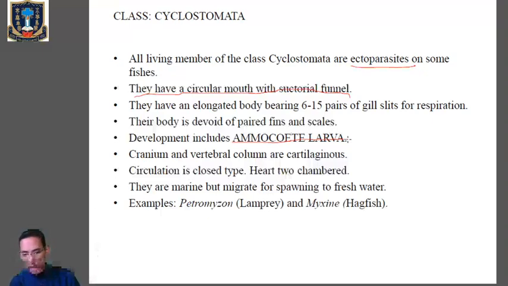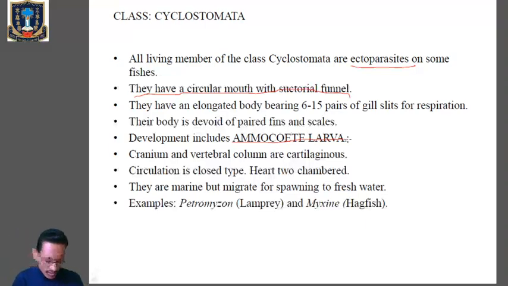They are marine, but they migrate to the fresh water for spawning. Once they reach the fresh water, they lay the eggs, and after laying the eggs, they die. Now the egg will hatch and form the larval stage. After developing into the adult, they start migrating towards the marine water. Again, for spawning, they go to the fresh water, lay the eggs, and die. That egg will hatch, form the ammocoete larva, start growing, and again migrate to the marine water. So this keeps on going.